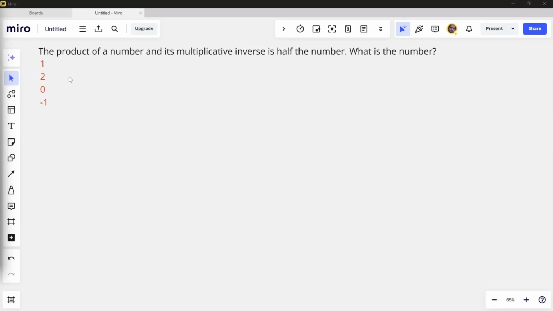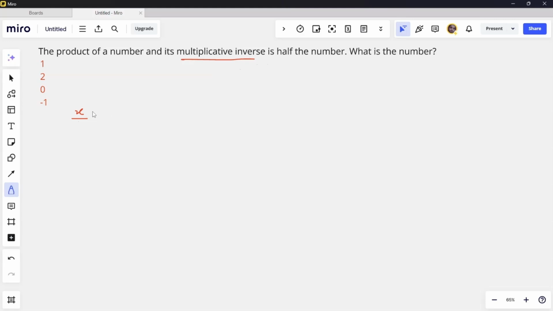So as you can see, this is our question: the product of a number and its multiplicative inverse is half the number. What is the number? Let me tell you what is multiplicative inverse. Let's suppose the number is x.